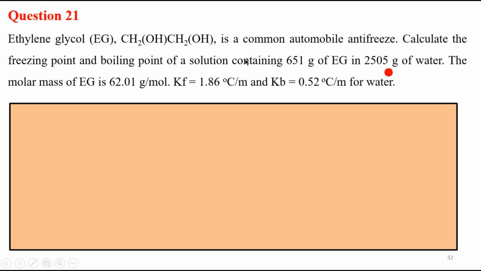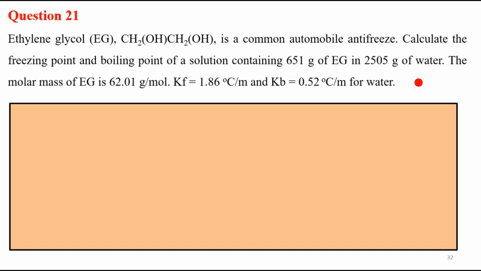The molar mass of ethylene glycol is 62.01 gram per mole, and the Kf was given, and the Kb also was given, the boiling point constant and the freezing point constant. They are asking to calculate the freezing point and the boiling point of the solution after adding the ethylene glycol in the solution. What is the freezing point and boiling point?